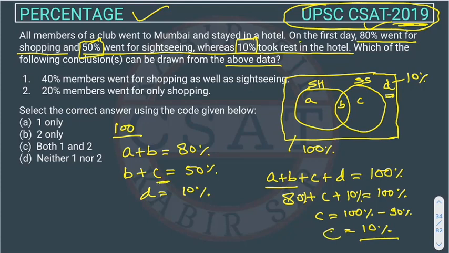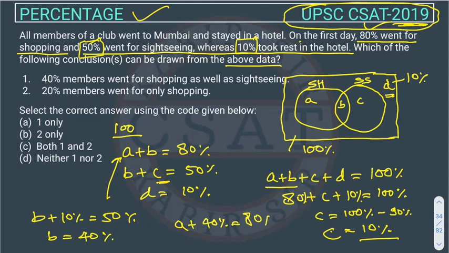If we put the value of C here, we will get B. B plus 10% is 50%, so B will be 40%. If we put the value of B here, what will be the value of A? A plus 40% is equal to 80, so A is equal to 40%. So this is 40%, this is 40, and this is 10%. Now we have computed all values, and now we can solve it.